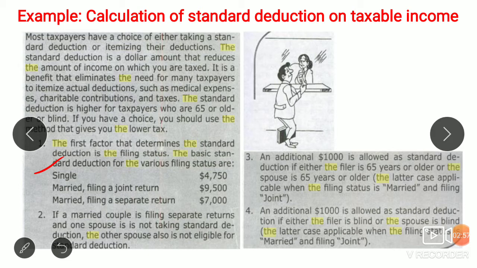We will see the third one. An additional 1000 rupees is allowed as standard deduction if either the filer or the spouse is 65 years or older. See here, you will get an additional 1000 rupees as a standard deduction if your age is 65 or older. Next, the fourth one is you will get an additional 1000 rupees when you are blind. That is, you may be blind or your spouse may be blind. These are the conditions we are going to apply in the standard deduction on taxable income.